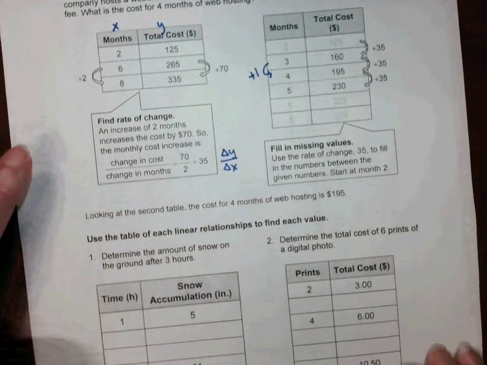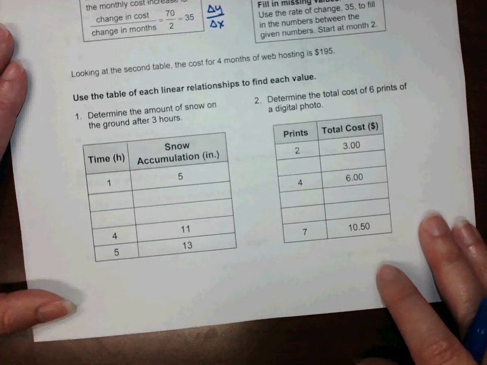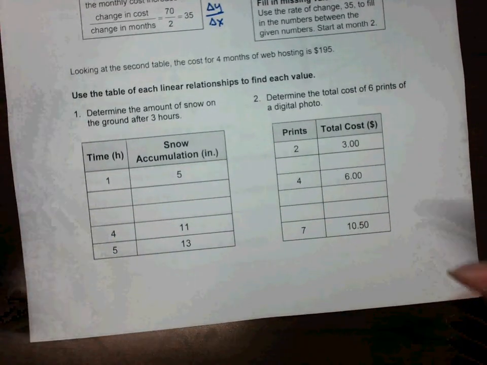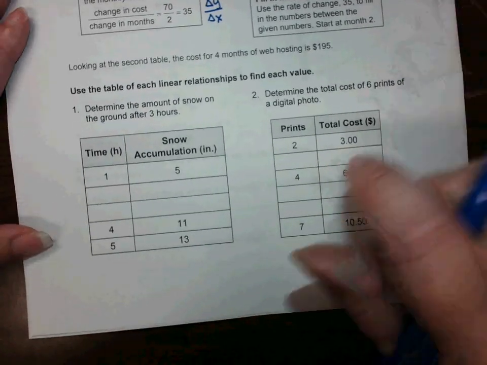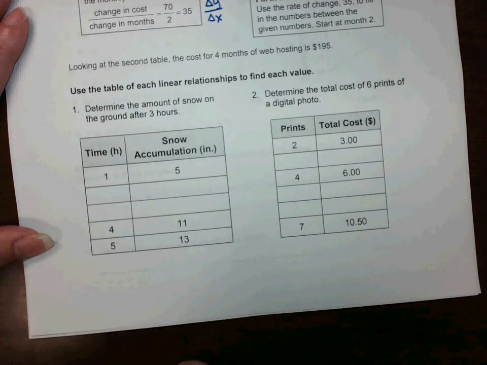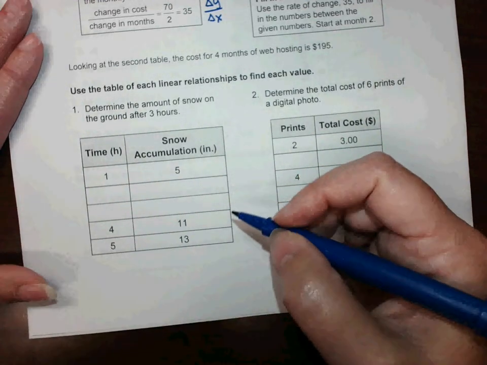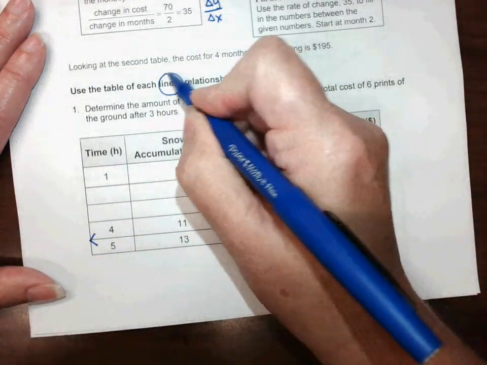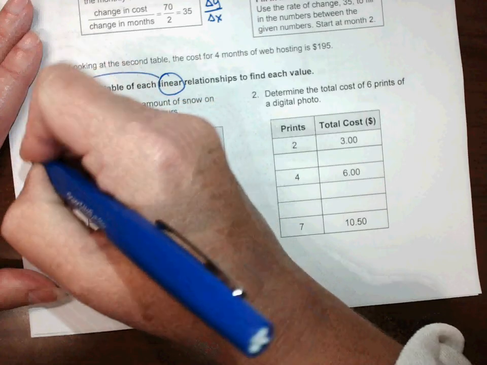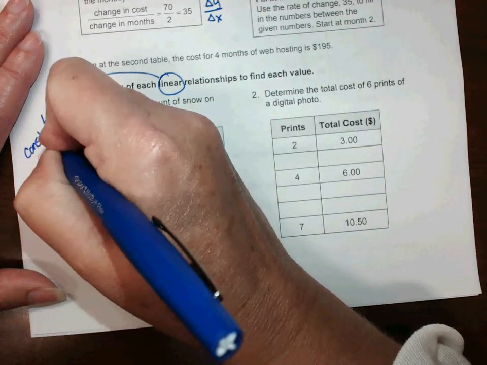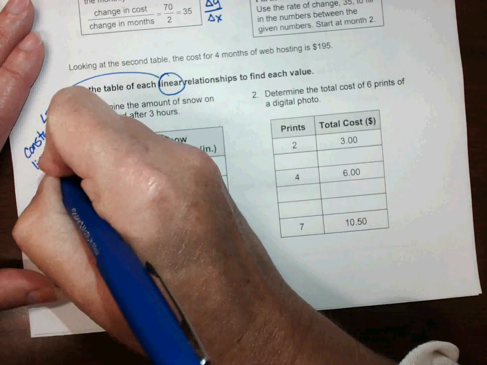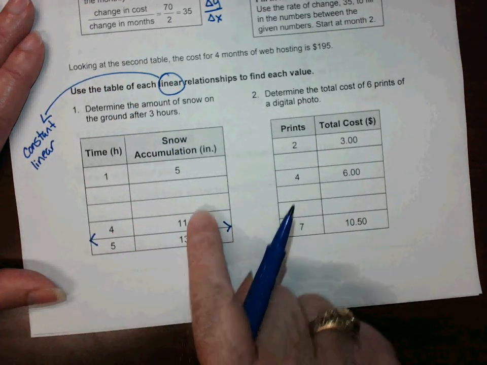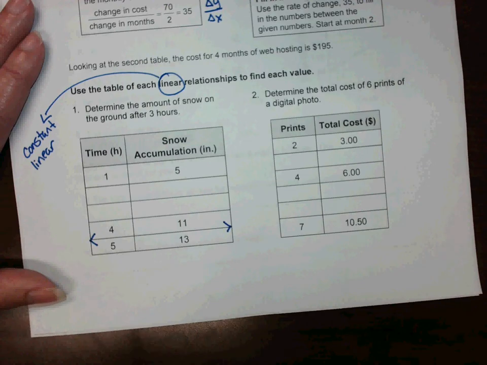Okay? So they've given us some tables down here to finish. Let's look at what we've got going here. It says determine the amount of snow on the ground after 3 hours. So what I've got to do first is figure out how much this thing is changing. It says that it's linear, so that means it is going to be a constant rate. So I can assume that however much this one is changing is how much it's going to change all up and down the table.